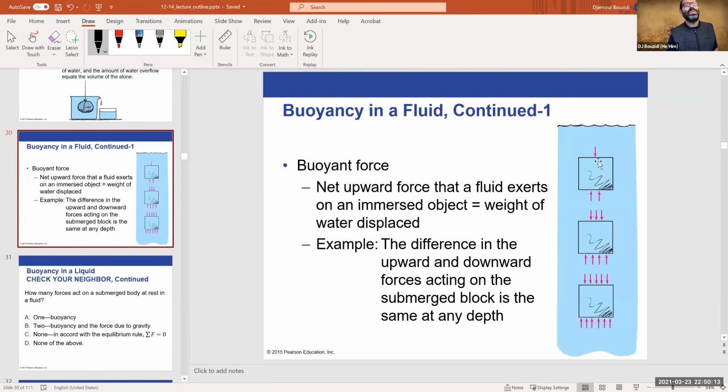And it's the same regardless of how deep you are, because at this much depth, you're going to be pushed up by this much force from the top and the bottom.